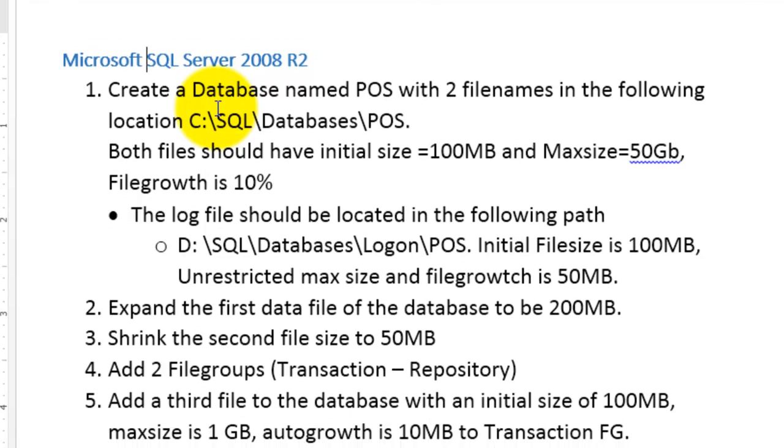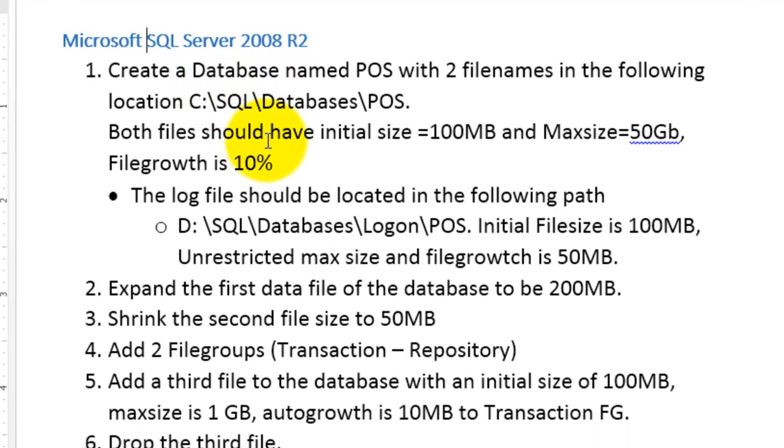The first question is to create a database named POS with two file names in the following location: C SQL database POS. Also, both files should have the initial size of 100 MB and maximum size 50 GB, and the file growth will be 10%.